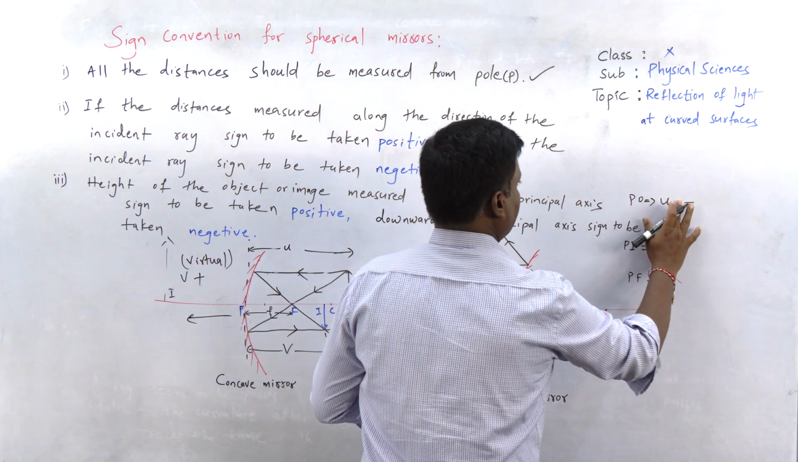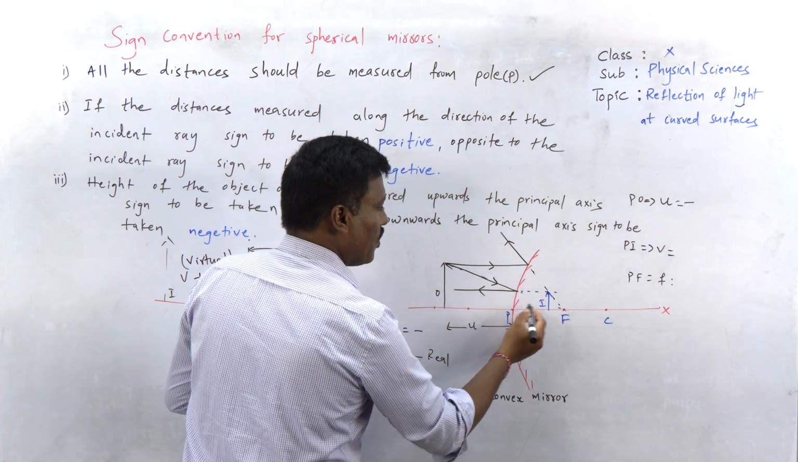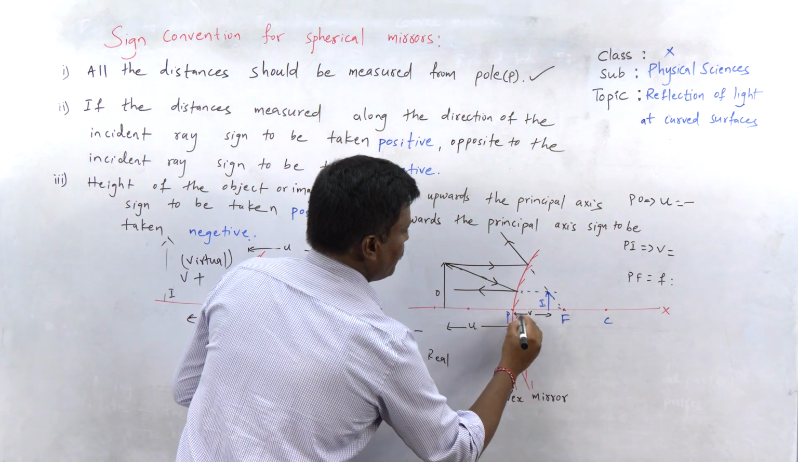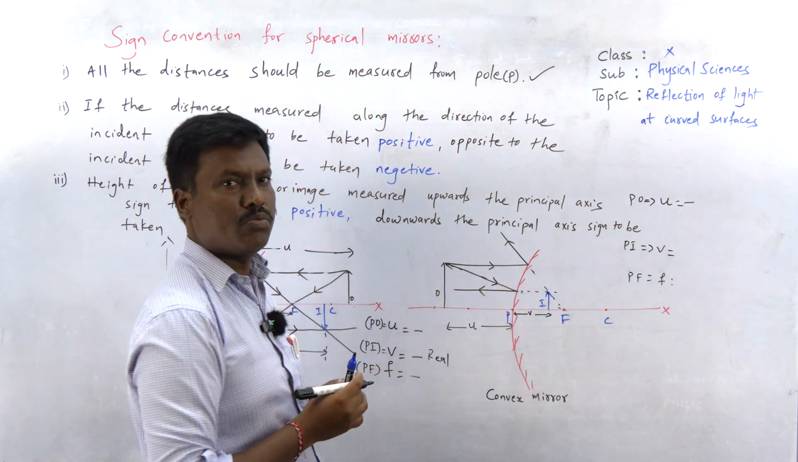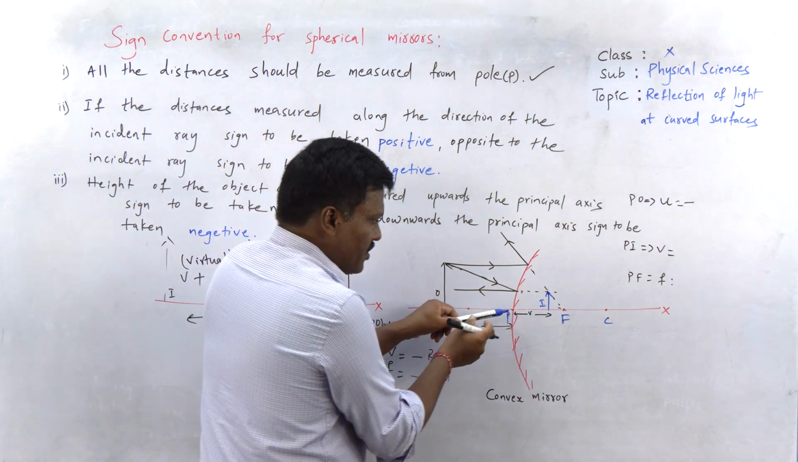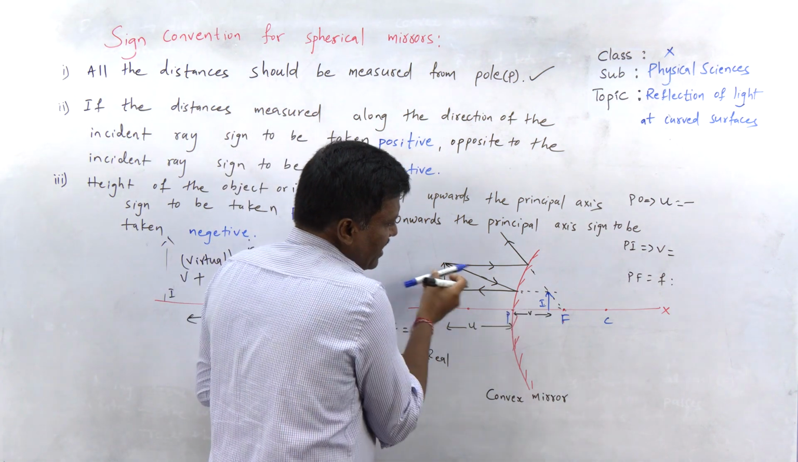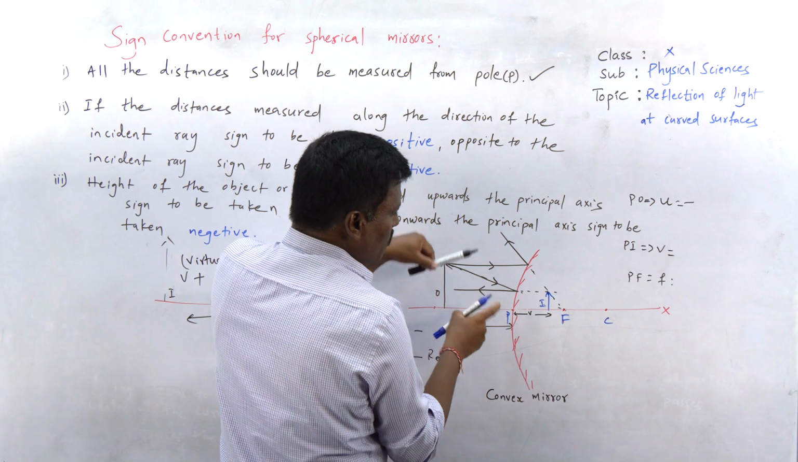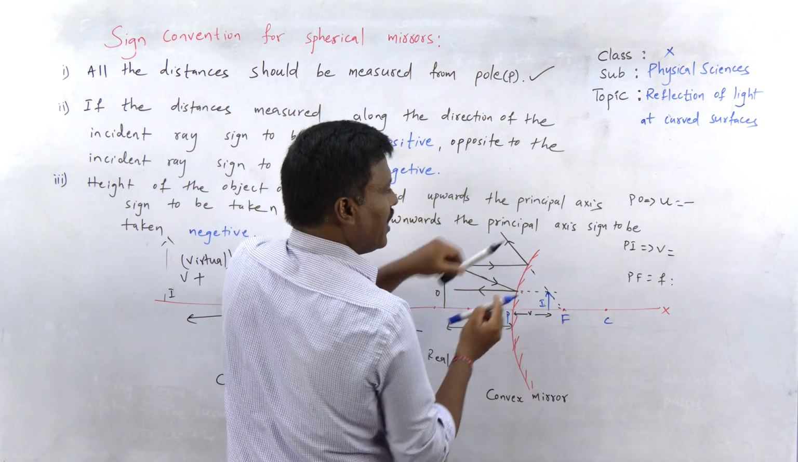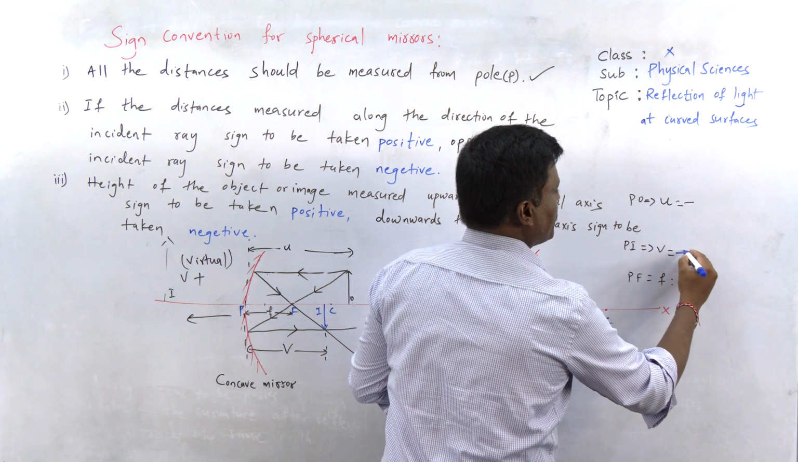Okay. Then V, the distance between pole and image. This is the image. This is called the image distance. We have to move from P to the I. So we are moving P to I this way, and this is the incident ray direction. Are we moving along the same direction? Yes, we are moving along the same direction. Then the sign is to be taken positive.